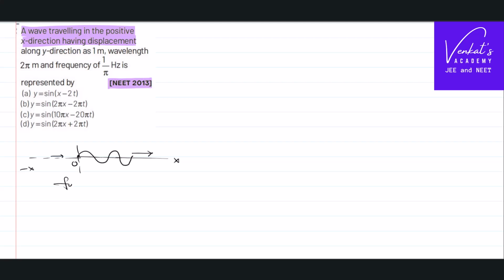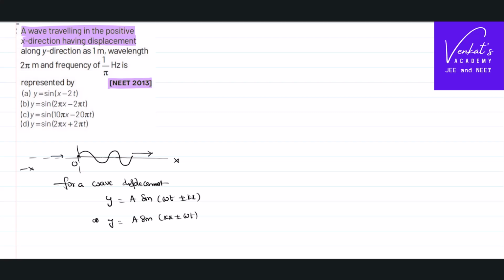So for a wave, displacement can be expressed as, we have derived this expression, I am not doing all that, y equal to a sine of omega t plus or minus kx, or in the other way, y equal to a sine of kx plus or minus omega t.